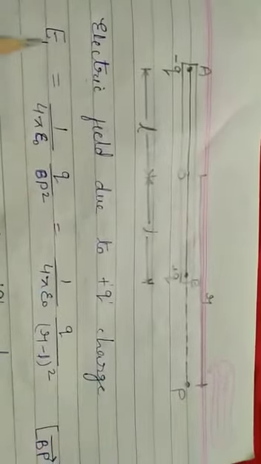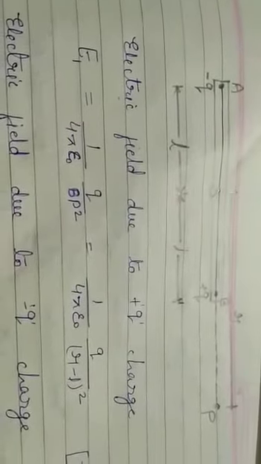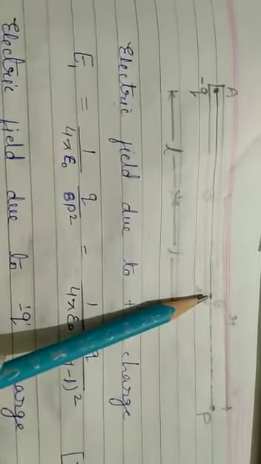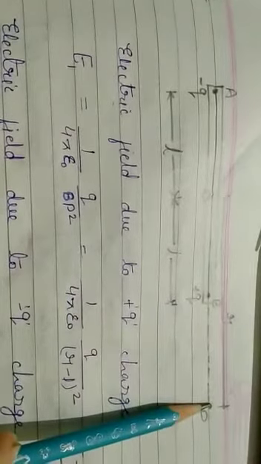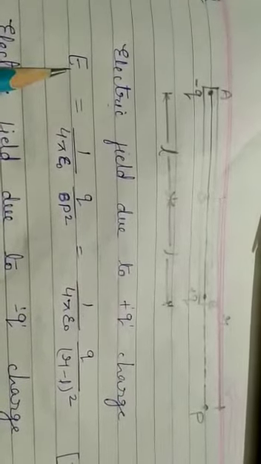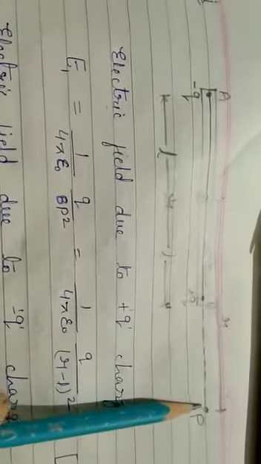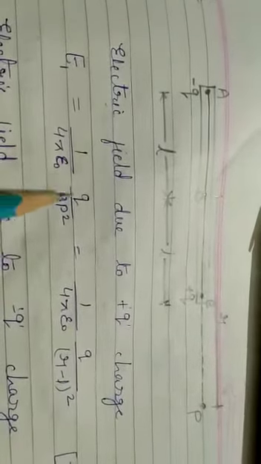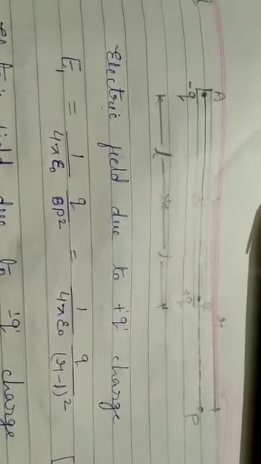First, the electric field due to the positive charge. Students, we have taken the test charge positive. For a point charge, plus q, the electric field at point P will be 1 upon 4 pi epsilon naught, q upon BP square. We write r square for the distance.